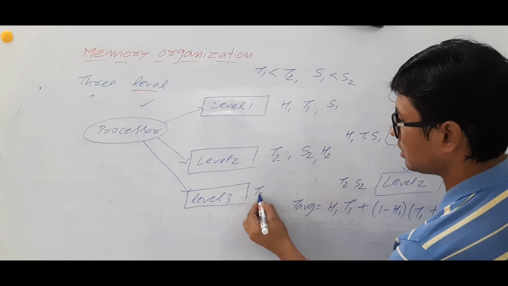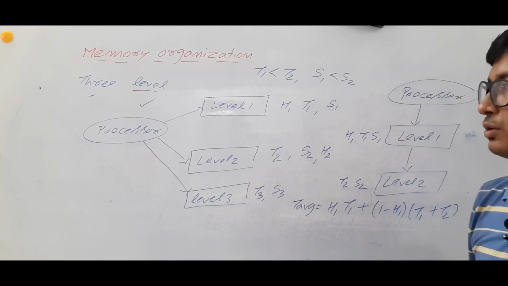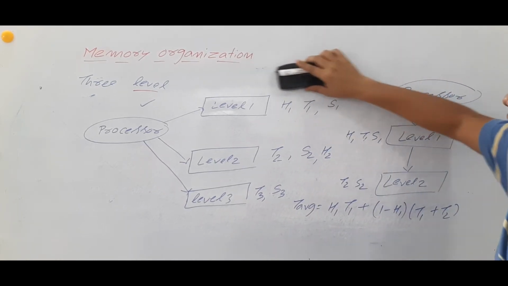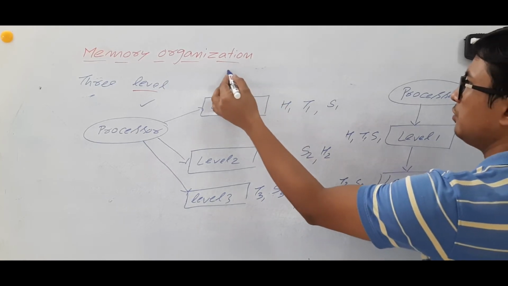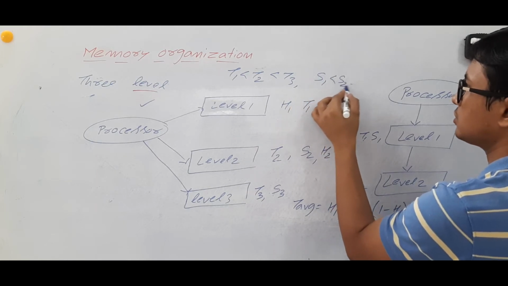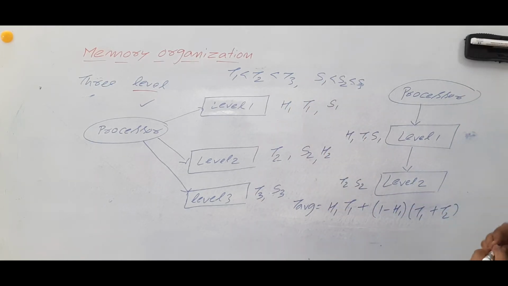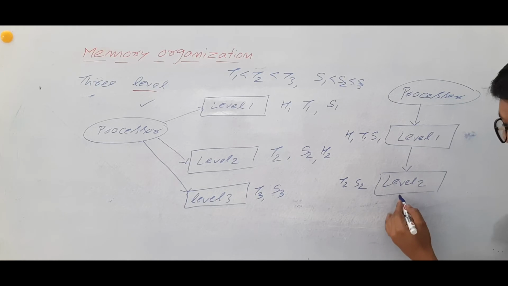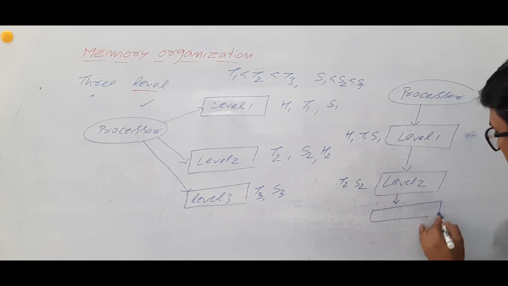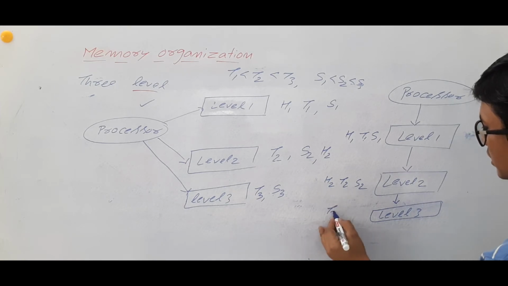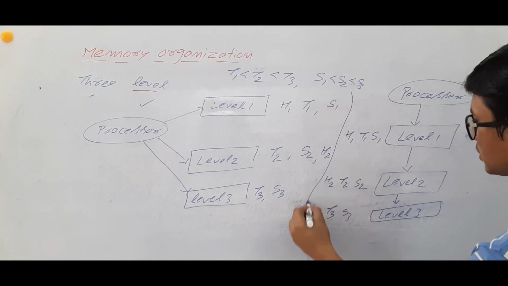So I will consider the hit ratio of level 3 to be equal to 1. The same assumptions will hold: the access time T1 is less than T2, which is less than T3, and the same for the sizes S1, S2 and S3. So similarly, if I consider three levels, then you will have another level, level 3. The same here also, you will have H2, and here also you have T3 and S3. Let me make it separate so that you will understand.